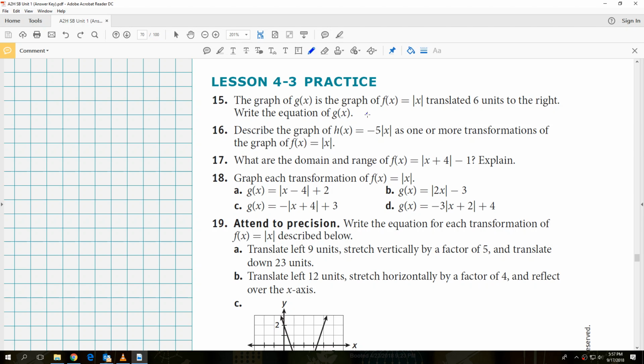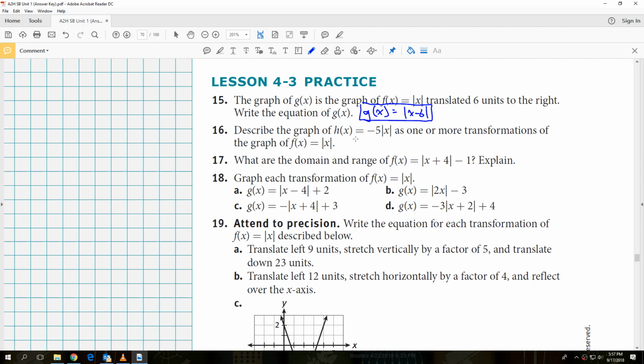So if we are translating to the right or left, that's the inside. So g of x is equal to the absolute value of x, and it's always the opposite for horizontal. And since I'm going right 6, I'm going to subtract 6, since it's always the opposite. And there you go. G of x is equal to the absolute value of x minus 6.